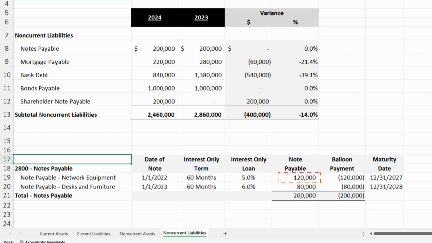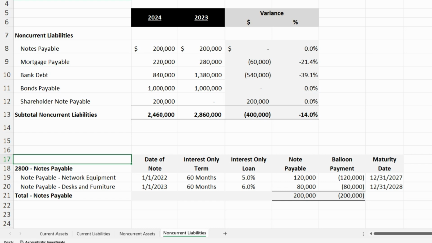The loan was $120,000, and the balloon payment is also $120,000, and that is due December 31st, 2027, at the end of the term. So at the end of the term, I got to come up with $120,000 to pay off this loan, but I'm paying the interest along the way. I'm paying that 5% interest.